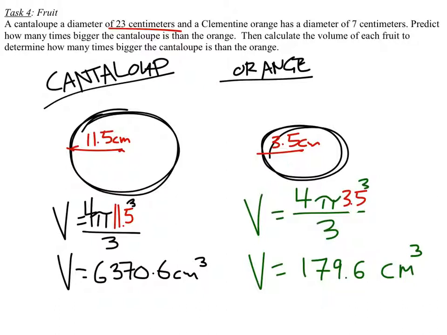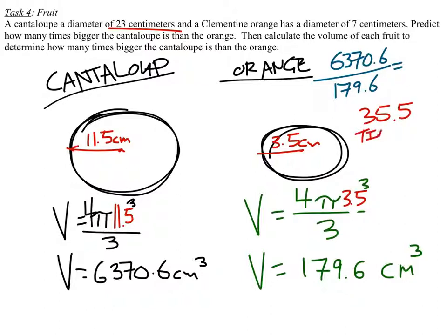To figure out how much smaller it is, we're going to take the volume of the cantaloupe, 6370.6, and divide it by the volume of the orange, 179.6. And this will tell us how many times bigger it is. It's 35.47. We'll just round it, 35.5 times bigger. Bam.